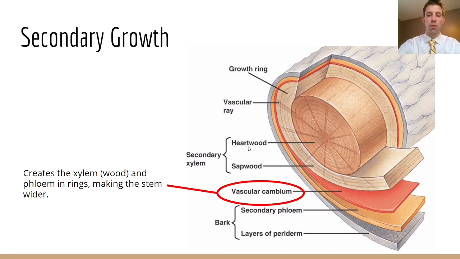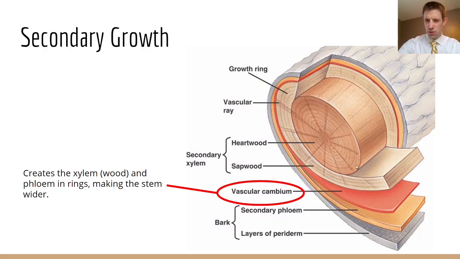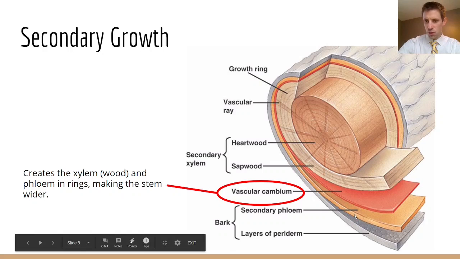Secondary growth makes the plant wider, and really there's two types of tissues that create secondary growth. The first is shown here in this woody stem. We'll talk about woody stems more next lesson, but the vascular cambium's job is to create the xylem and phloem. The vascular cambium is this red layer right here, and it's sandwiched in between the xylem, in this case which is wood, and the phloem, which is this orange color. So this vascular cambium's job is to create the xylem, which moves water, and to create the phloem, which moves food. And it's sandwiched right in between it.